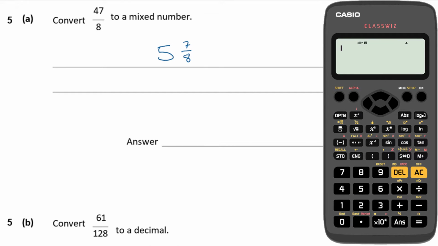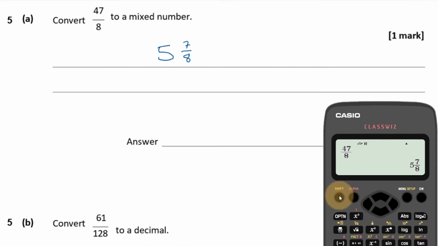If you just type the fraction in, so 47 over 8 into your calculator and press equals, it just says it's 47 over 8. But can you see above the S to D button there's a mixed number pointing to a top heavy fraction. So if you press shift and then that key, it toggles it between a top heavy fraction and a mixed number. So that's a useful key to know.